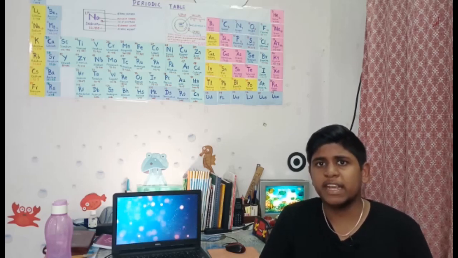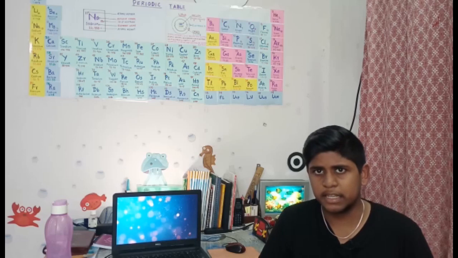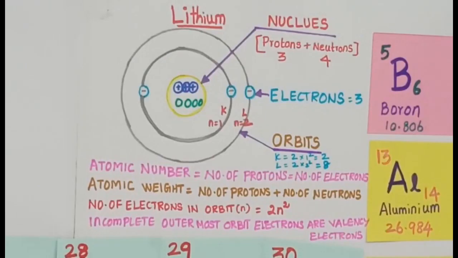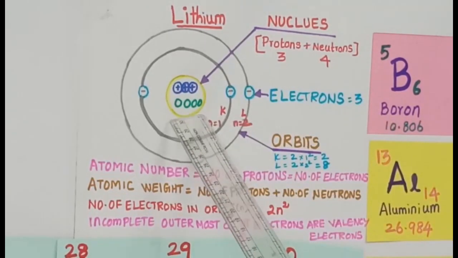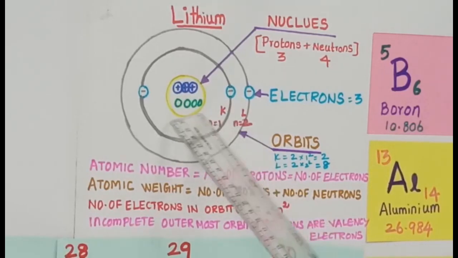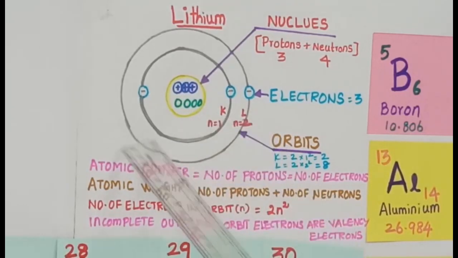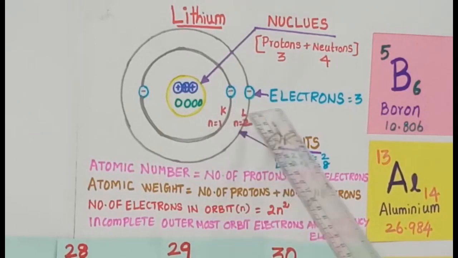For example, if we take lithium, the atomic number is 3. The number of protons and electrons are the same as the atomic number, and the number of neutrons is 4. As I have explained earlier, the nucleus contains protons and neutrons. So here you can see the nucleus. I have put protons and neutrons. Where will the electrons be? Yeah, they're running around the orbits. So lithium has 3 electrons.